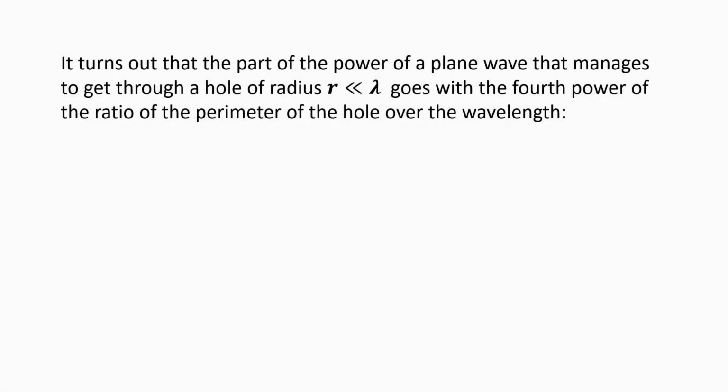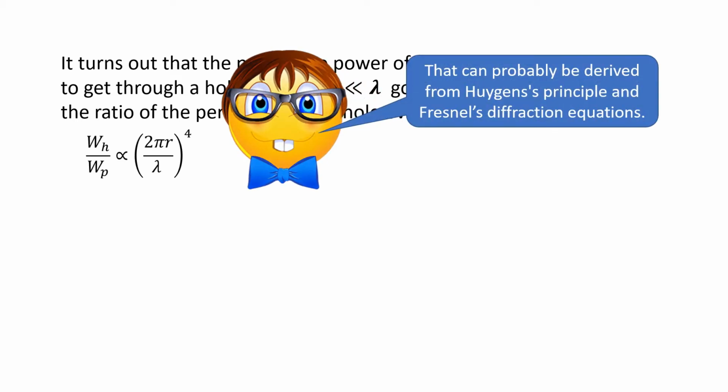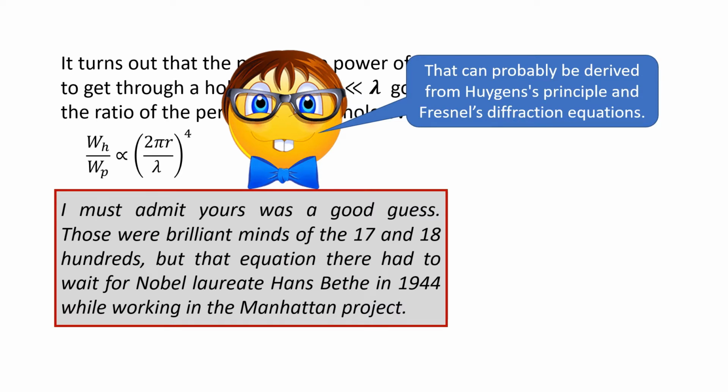It turns out that the part of the power of a plane wave that manages to get through a hole of radius r much smaller than the wavelength goes with the fourth power of the ratio of the perimeter of the hole over the wavelength. Like that. That can probably be derived from Huygens' principle and Fresnel's diffraction equations. I must admit yours was a good guess.